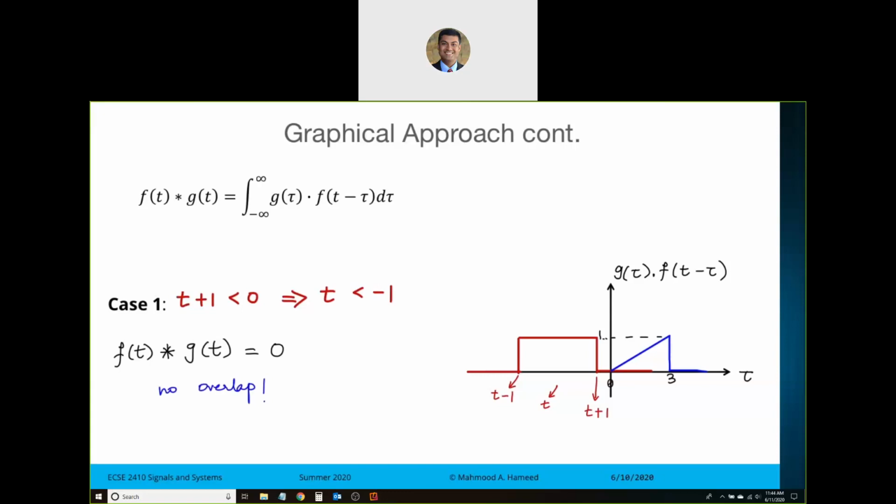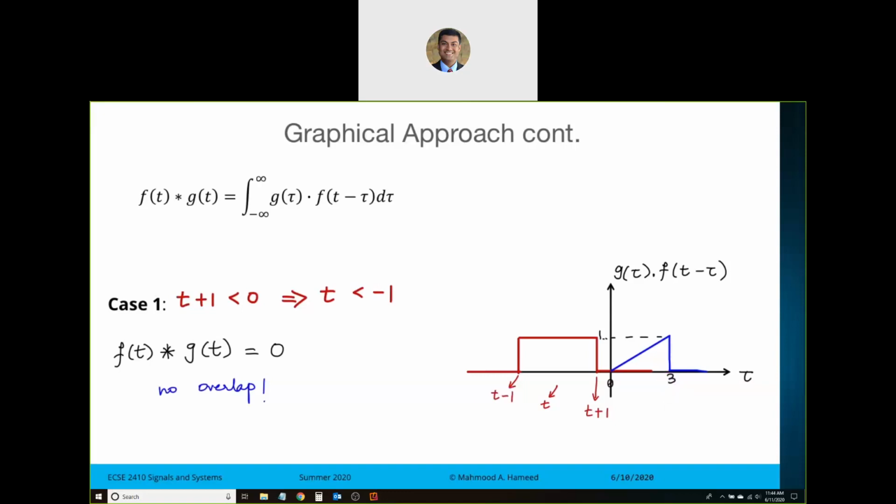By the way, when t minus 1 is going to be greater than 3, there is also going to be no overlap, and that's also when you will get a 0 convolution result. We will see that in the last case. So we are essentially moving that red signal f of t minus tau from left to right now.